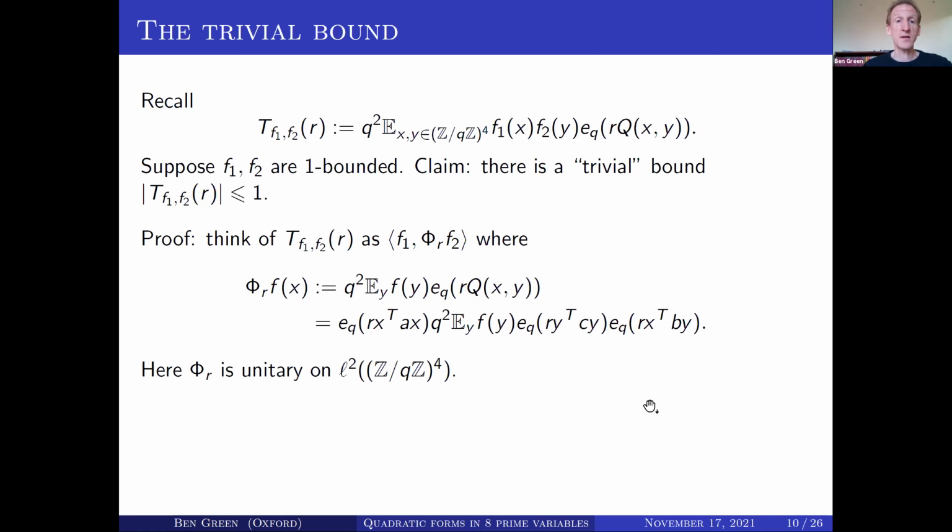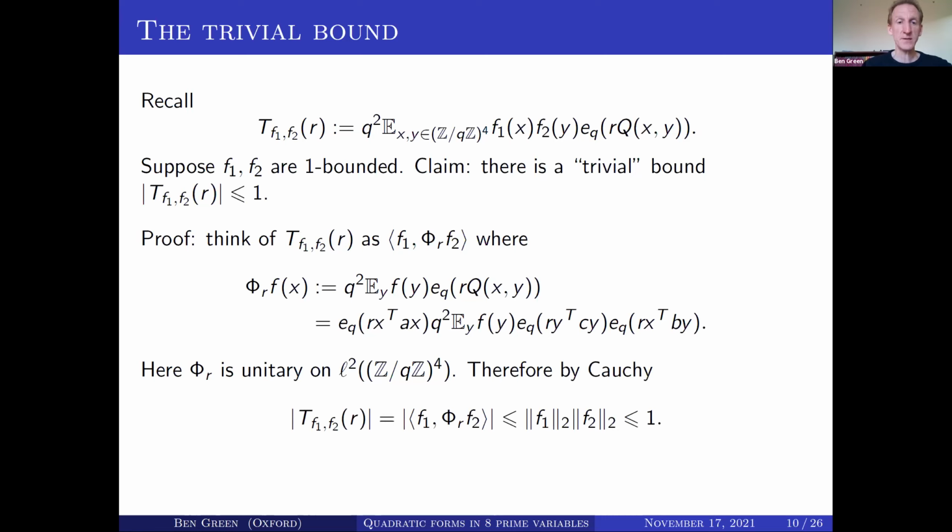So this phi r is a unitary map on L2 of Z mod qZ to the 4, because it's a composition of 3 unitary maps. The composition of twisting by a quadratic phase, which is obviously unitary, then a unitary Fourier transform, and that's where this q squared is the appropriate normalizing factor to make the Fourier transform unitary, and then twisting by another quadratic. So it's a unitary operator. And once you see that, the trivial bound that I claimed on T is just a one-line application of Cauchy-Schwarz.